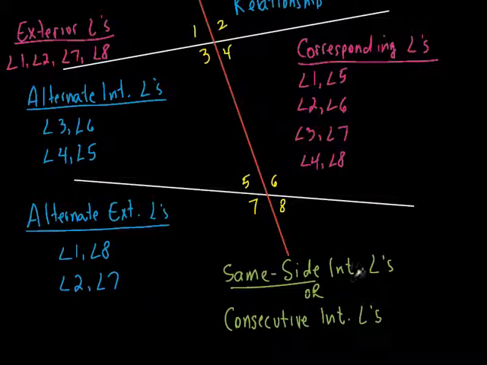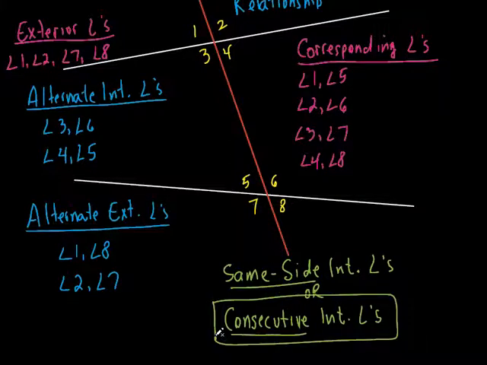So I kind of like same side interior angles better, but the book uses the word consecutive interior angles. So we need to use the word that the book is using, because when we give you a question on a worksheet or a quiz or a test, it's going to say, name the consecutive interior angles. And you need to know what that means. Does that make sense? All right, so even though I like same side interior, the book uses consecutive, so we're going to stick with that one. So let's not say same side interior, let's say consecutive interior angles.